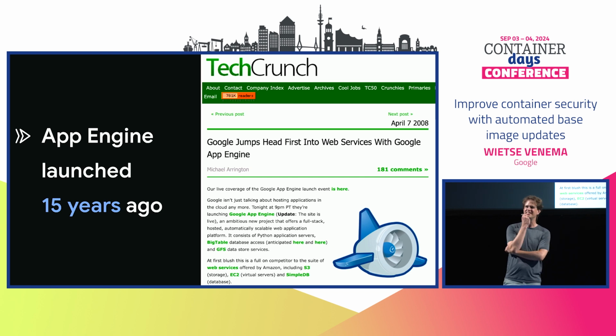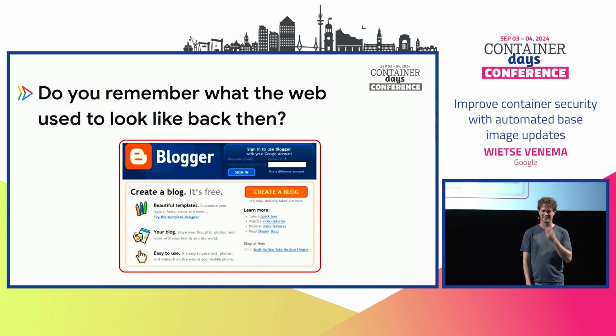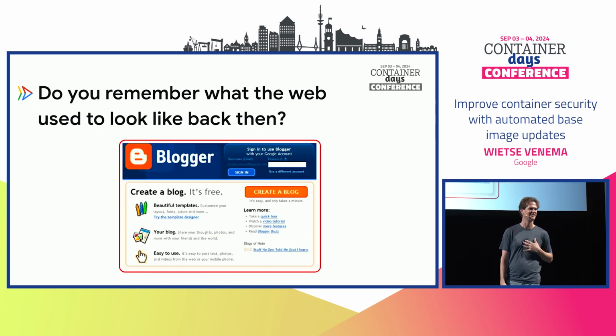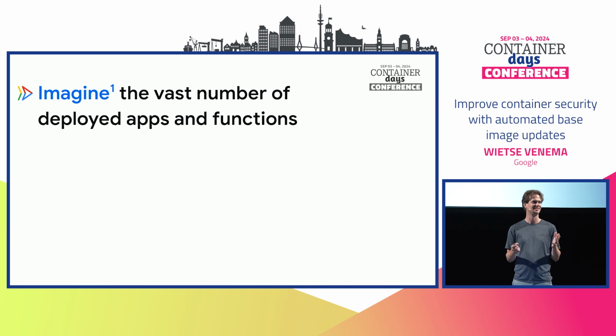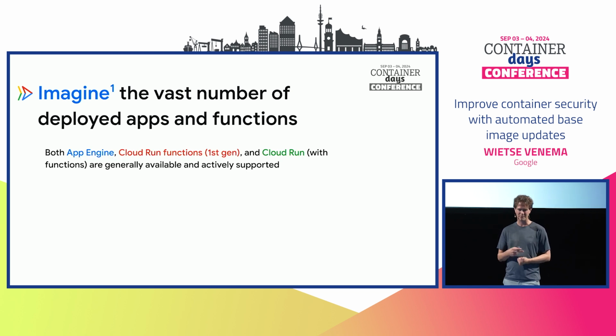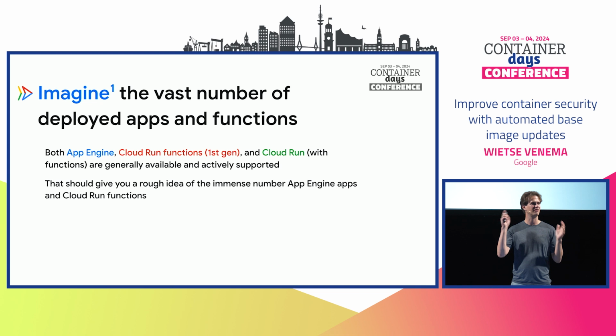App Engine launched 15 years ago? That's a long time ago. Do you remember what the web used to look like back then? Like this probably dates me, but yes, I remember this. And it also means there's a lot of deployed apps and functions out there, right? Just imagine this vast number. Both App Engine, Cloud Functions first generation, and Cloud Run are generally available and actively supported. So that should give you a rough idea. Do you have a number in your head?